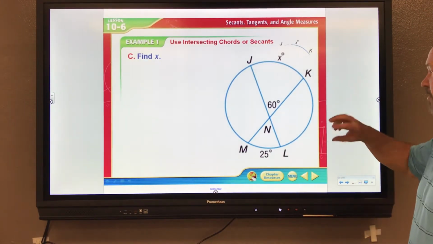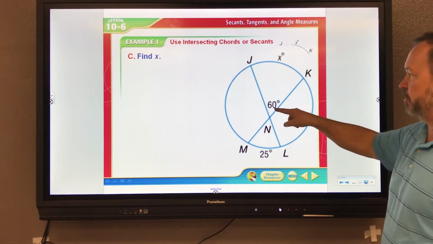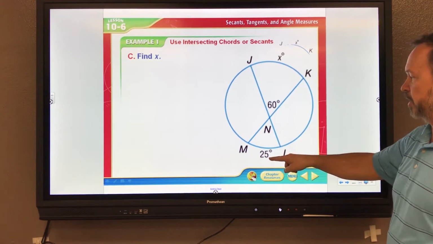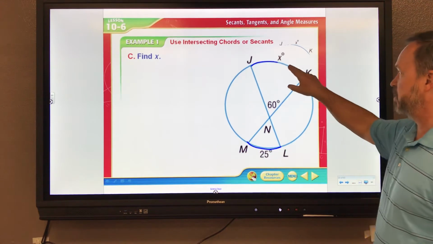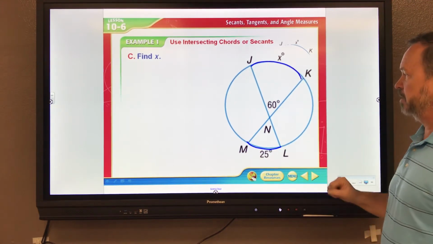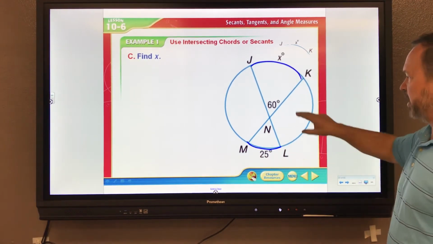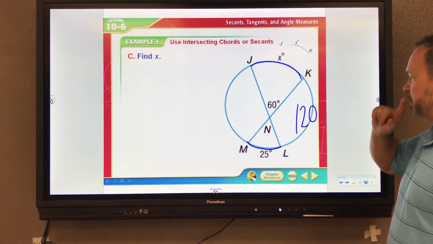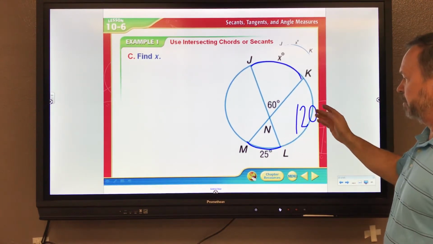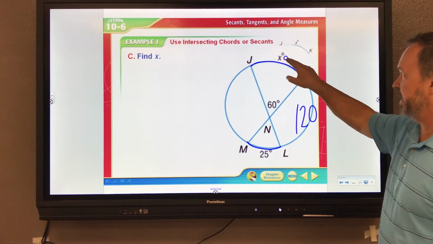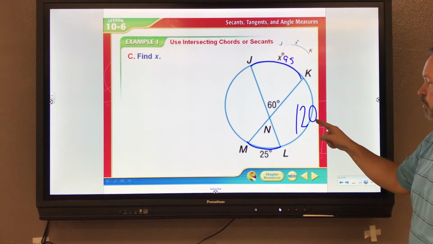All right, find x. In this case, they flipped the switch on us. They've given us that x is an arc, the interior angle is 60, and the other arc is 25. In other words, this and this have to average to 60. So these two arcs have to add up to 120, because you're going to add these two and divide by 2 and get 60. So if that one's 25, then this one is 95. Think about it. 95 and 25 make 120. 120 divided by 2 is 60.